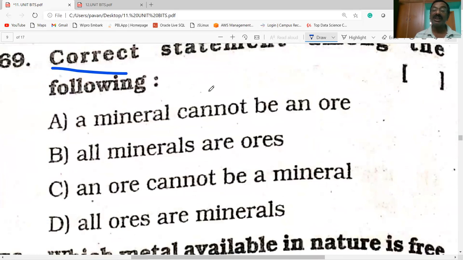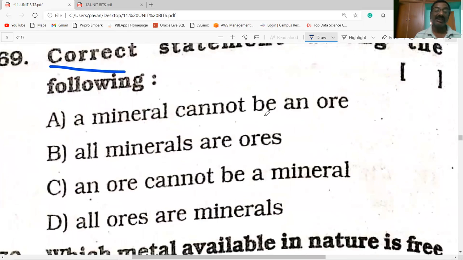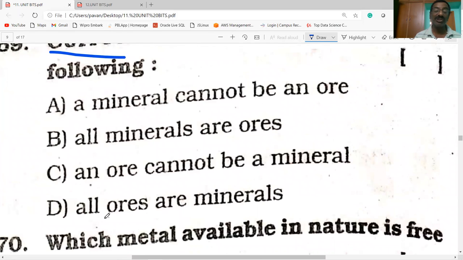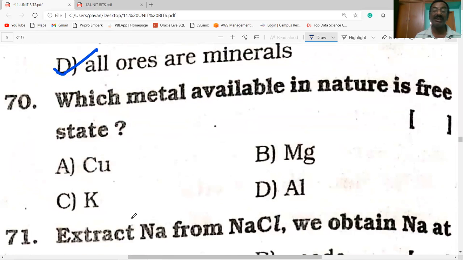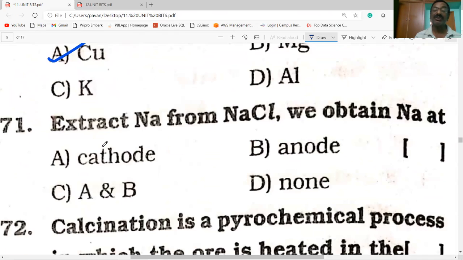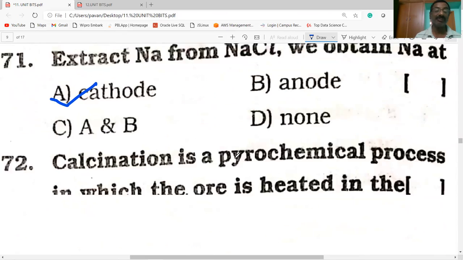Correct statement among the following: a mineral cannot be an ore; all minerals are ores; an ore cannot be a mineral; all ores are minerals. The last is the correct statement. Which metal is available in nature in the free state? Copper. Next, extracting sodium from sodium chloride, we obtain sodium at the cathode and chlorine at the anode.